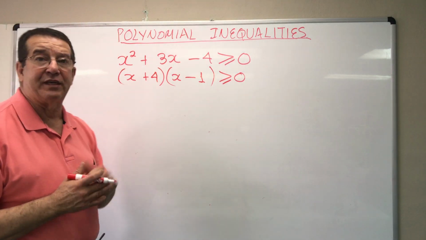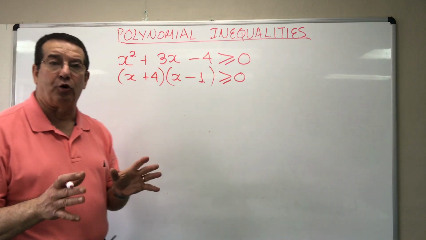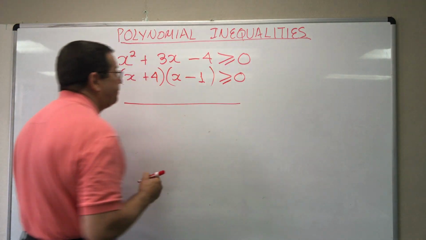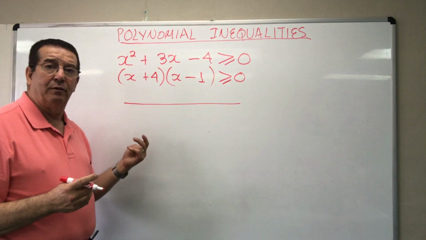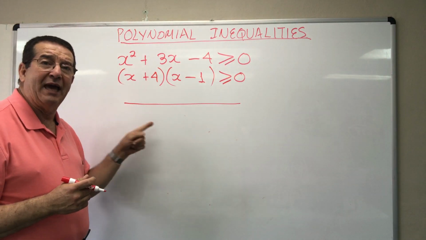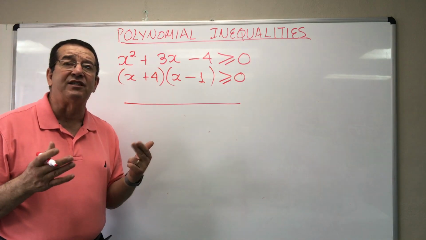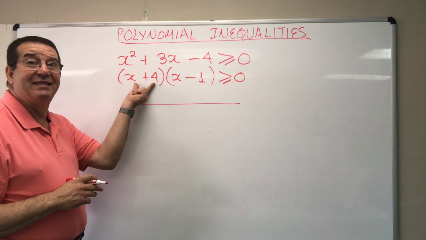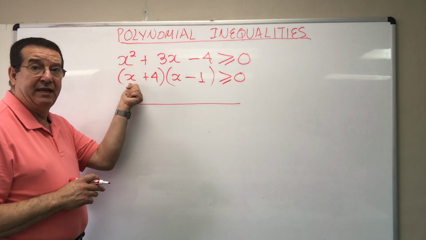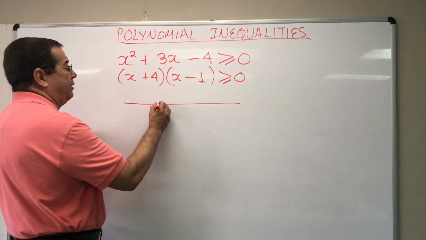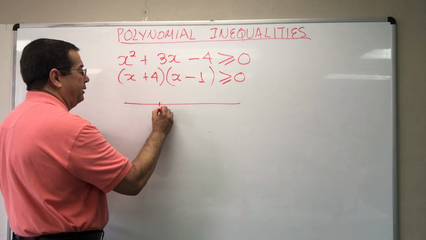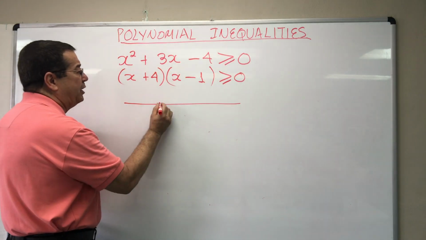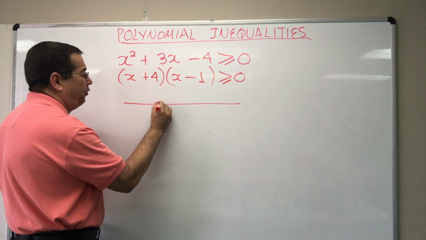When I have this factorization, it's very important: you create this line. What does this line mean? On the line you plot the zeros of the polynomial. This factor is 0 when x is negative 4, and now you write negative 4 here. Because you have the equal sign, you include negative 4.